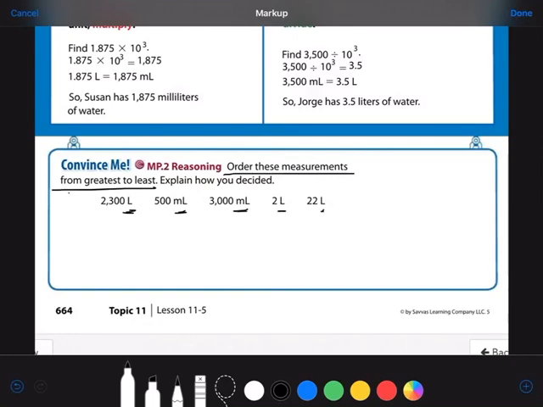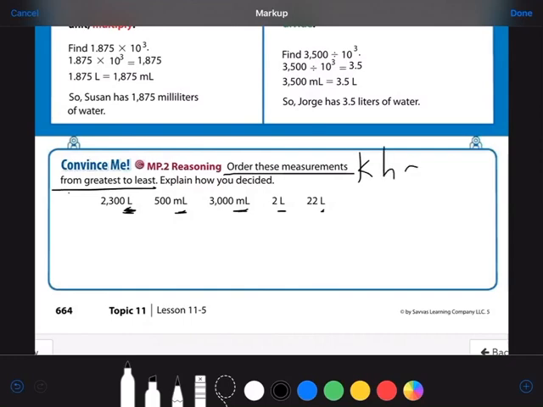I can't leave it like this. I can't order these if I have different units, right? This is kind of like fractions with common denominators. I have to have the same units. So let's go ahead and change them all to be the same thing. I can either change liters to milliliters or milliliters to liters.